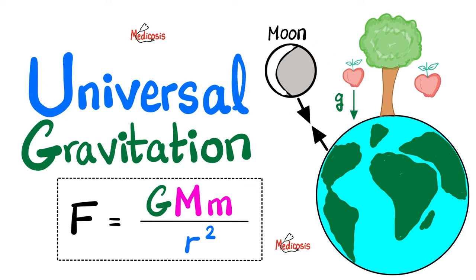How do we know that the moon is trying to pull the Earth towards it? From the phenomenon of the tide. Ebb and flow, ebb and flow, ebb and flow.